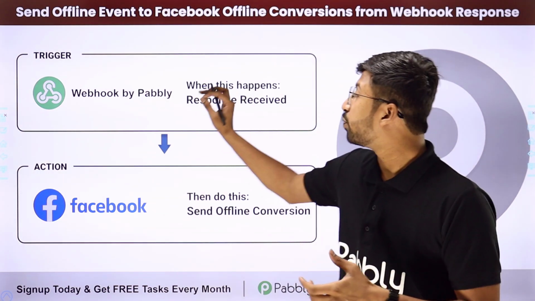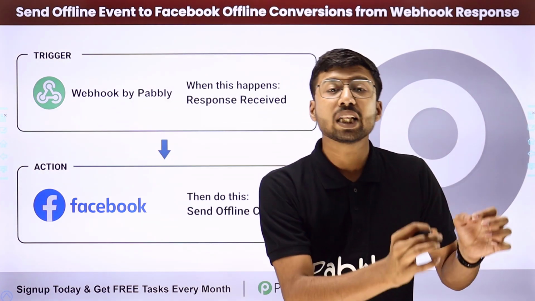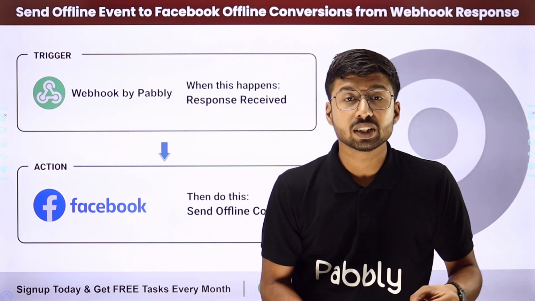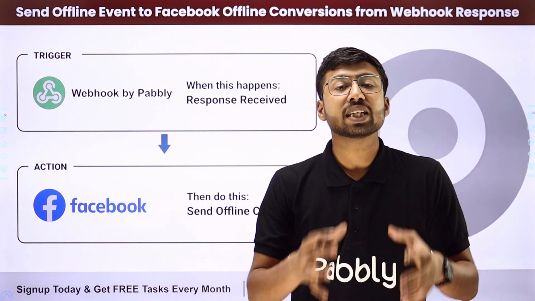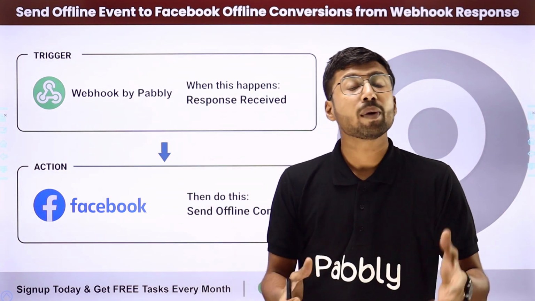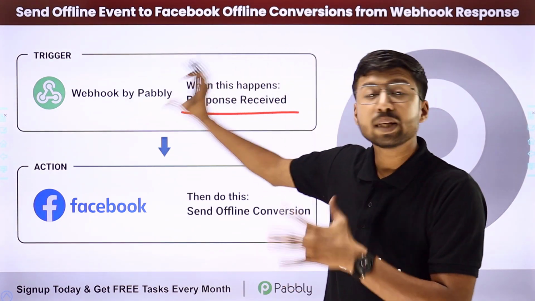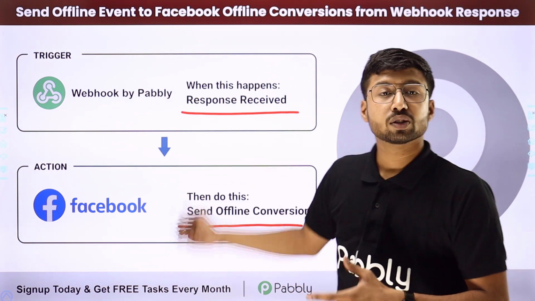In this automation, we are going to use a Webhook. You can add a Webhook URL to any platform, to any application of your choice from where you are getting the conversion details. And then after getting those details using the Webhook, you can send those details back to the Facebook offline conversion API and optimize your ads. So in this automation, we will be getting the Webhook response from any platform and then we are going to send those responses as offline conversions to Facebook.